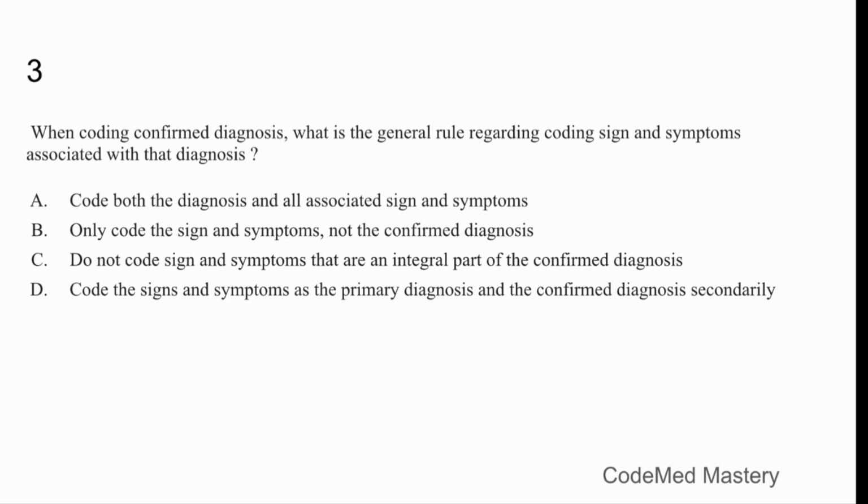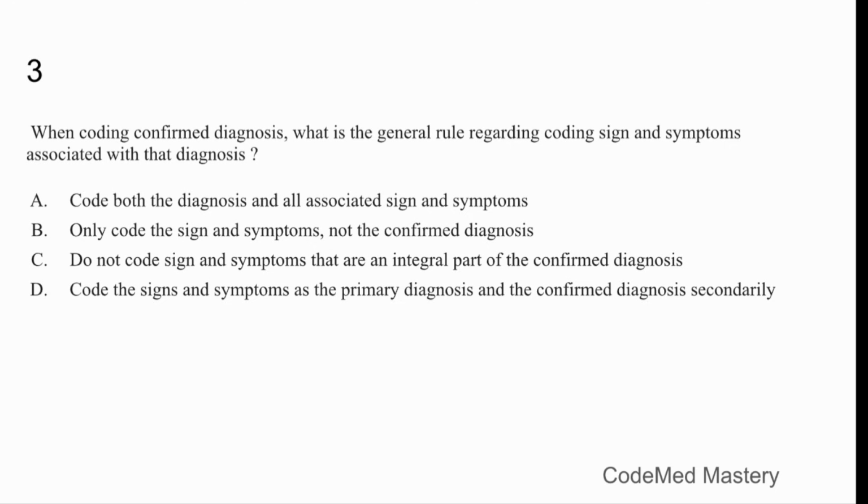When coding a confirmed diagnosis, what is the general rule regarding coding signs and symptoms associated with that diagnosis? Option A. Code both the diagnosis and all associated signs and symptoms. Option B. Only code the signs and symptoms, not the confirmed diagnosis. Option C. Do not code signs and symptoms that are an integral part of the confirmed diagnosis. And option D. Code the signs and symptoms as the primary diagnosis and the confirmed diagnosis secondarily.